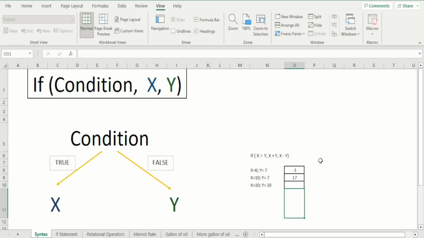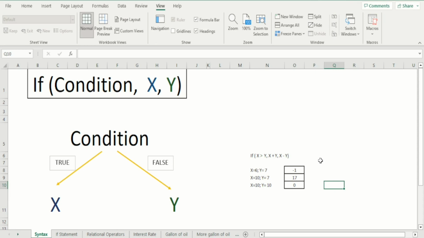Let's take a look at the third case. When x is 10 and y is 10, will the condition be satisfied? We can clearly see that x is not greater than y in this case. In other words, the condition is not satisfied, and we can expect the function to do an x minus y, which is 10 minus 10. In other words, the answer you can expect from this function is going to be 0. So that is how the if function generally works.